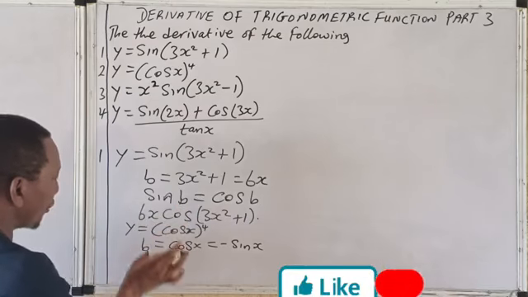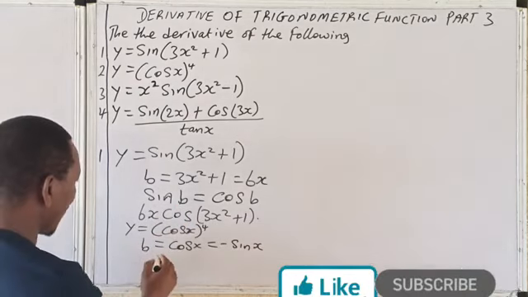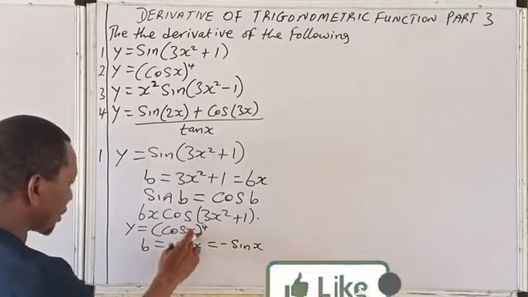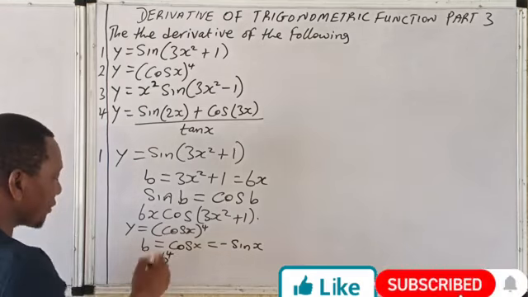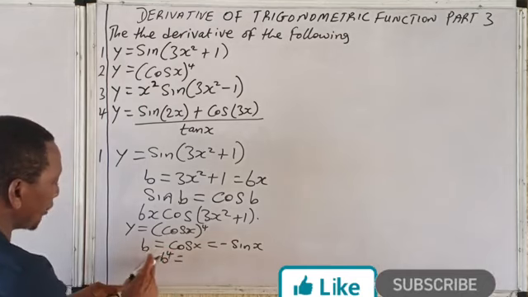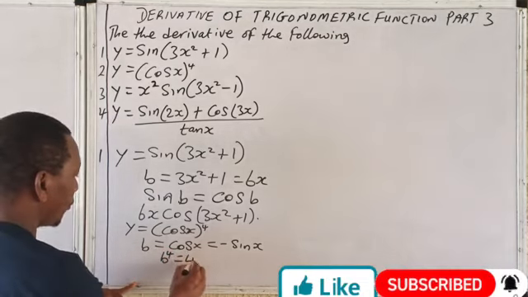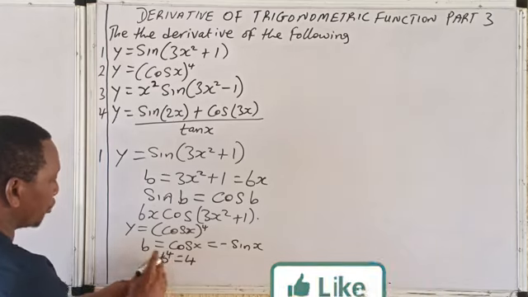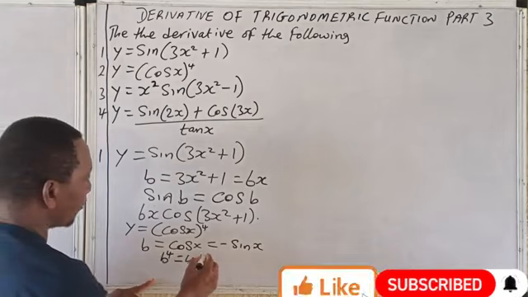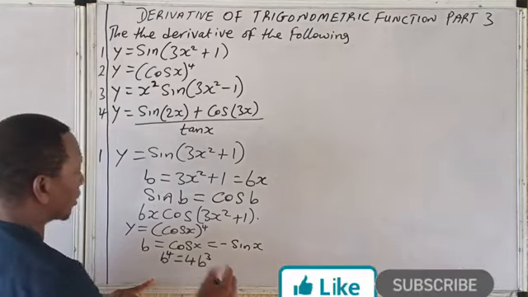Let's also differentiate the outer part. It is now b, which is cos x, raised to the power 4. If you differentiate this, the power comes to the front. You have 4, then you bring your b, and you subtract 1 from the power. You have 4 minus 1, which is 3.